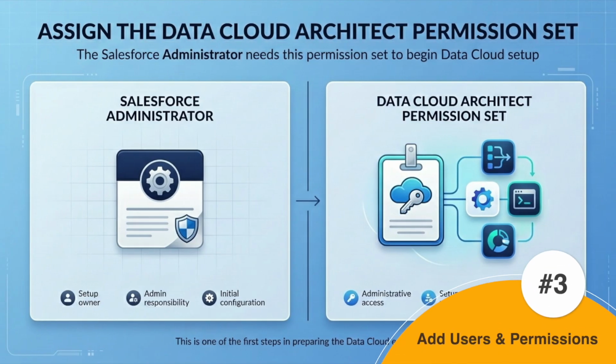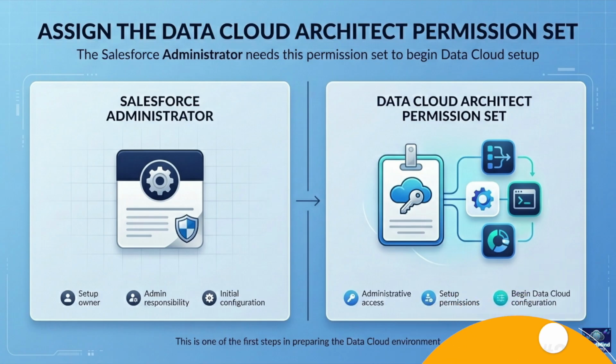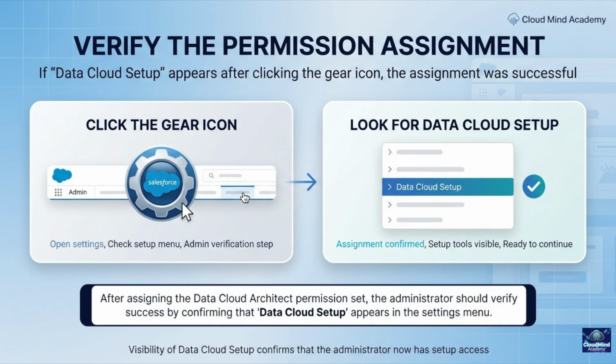After the administrator assigns themselves the Data 360 architect permission set, they should verify that the permission assignment worked correctly. One simple indicator is this. If Data 360 setup appears after clicking the gear icon, then the assignment has been successful. This matters because setup access is not just theoretical. Administrators need a visible confirmation that the Data 360 setup tools are now available to them. So, in practical terms, this step is about both assignment and verification.